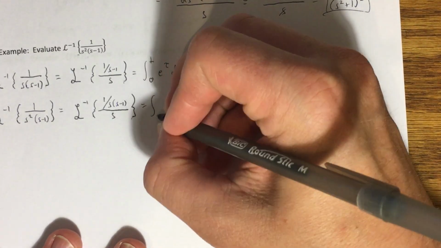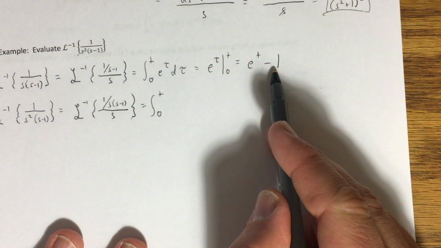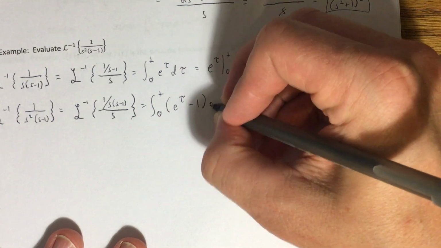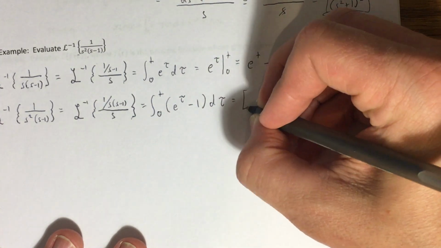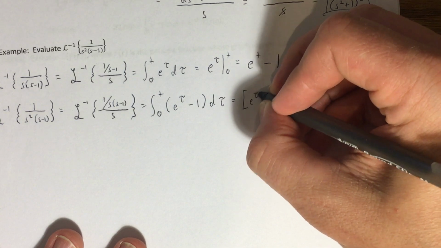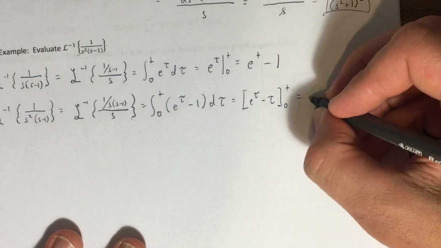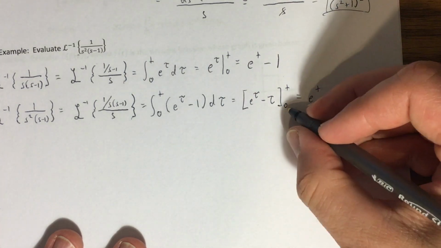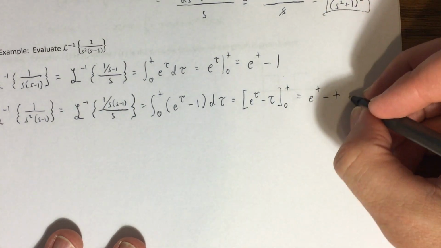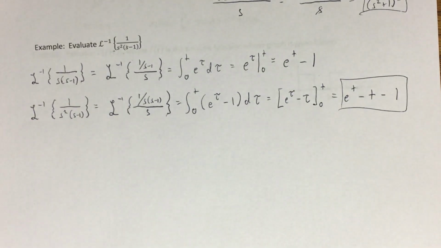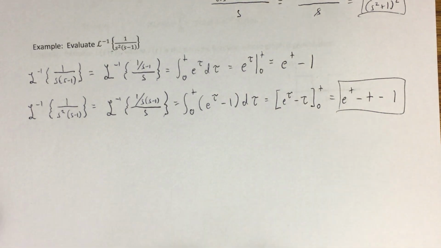I can use that result here in conjunction with this result here. This will equal the integral from 0 to t of this function in terms of tau, e to the tau minus 1 d tau, which is equal to e to the tau minus tau from 0 to t. Evaluating this at t gives me e to the t minus t. At 0 gives me 1 minus 0, which is just 1, so we subtract it. And there you have it. Again, we could have used partial fractions, but we got to dodge that by using this result. We have one more operational property to talk about, which we'll do in the next and final video.